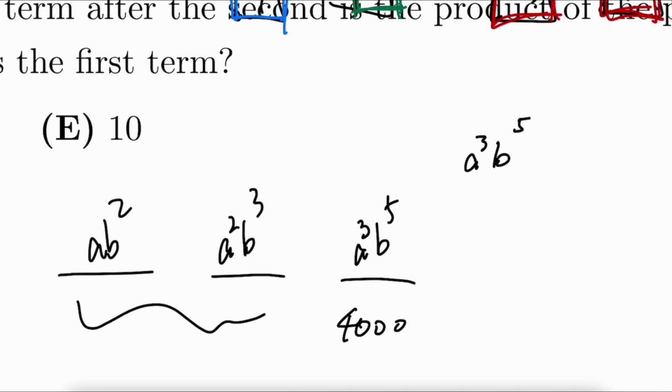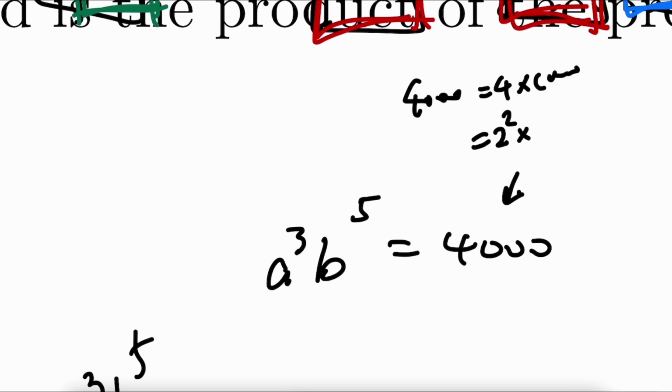Let's factor this. 4,000 equals 4 times 1,000, which is equal to 2 squared times 1,000, which is famously 8 times 125. If you don't know, just divide by 2 until you can't, and then divide by 5. That's 2 cubed times 5 cubed. That is 2 to the 5th times 5 cubed. These are primes, which means that they cannot be broken down any further.